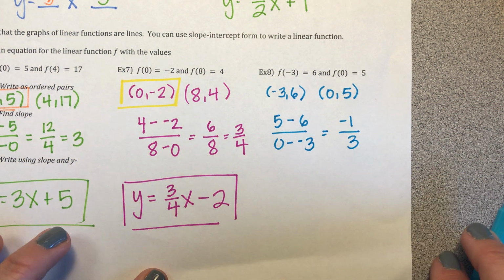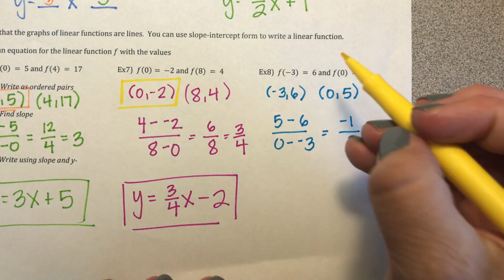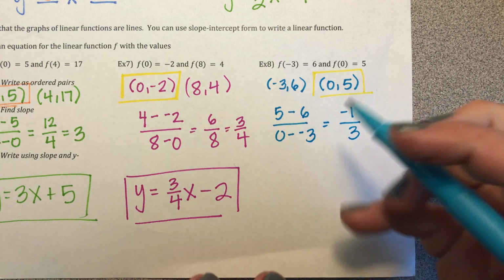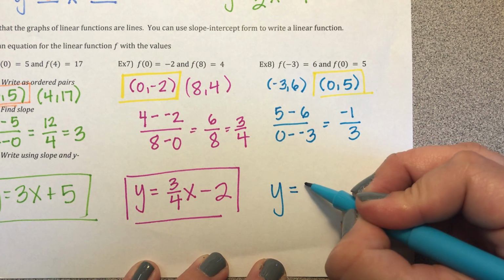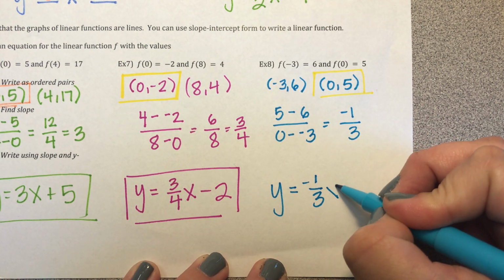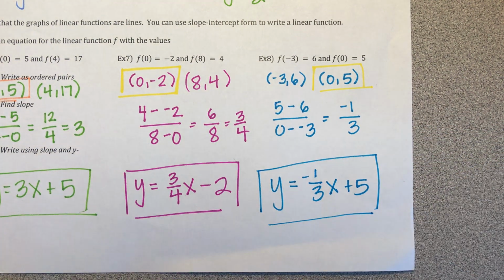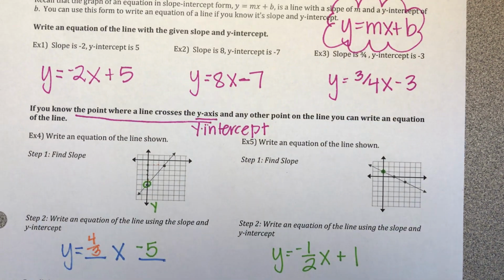And then which one would be your y-intercept? It's the one that has an x of 0. So I'm just going to fill it in. y equals -1/3 x plus 5. And that's my answer. Okay, so this was everything that we did from section 1.